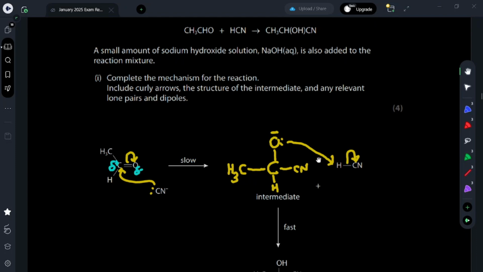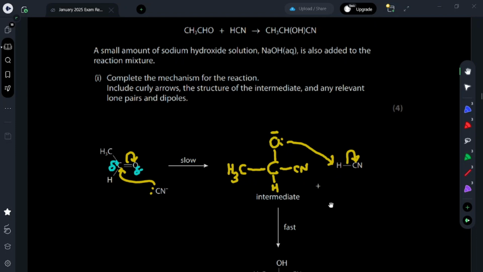So our intermediate is going to have the O that is negative and it has lone pairs. And the lone pair of the O will be used to make a covalent bond with the hydrogen from the hydrogen cyanide. So we need another curly arrow from the lone pair of this oxygen in the intermediate all the way to the hydrogen. And we need another curly arrow from the bond between hydrogen and the cyanide.